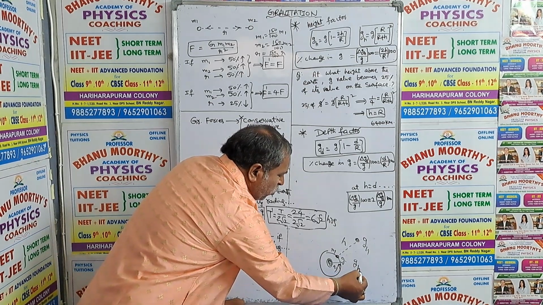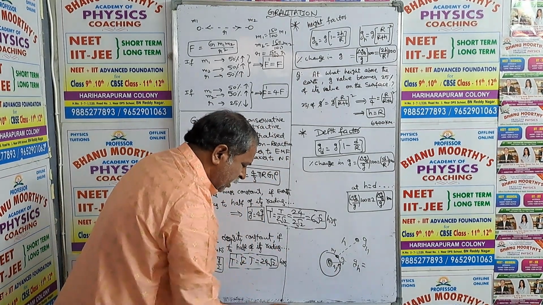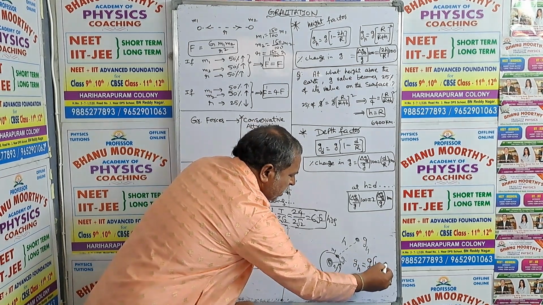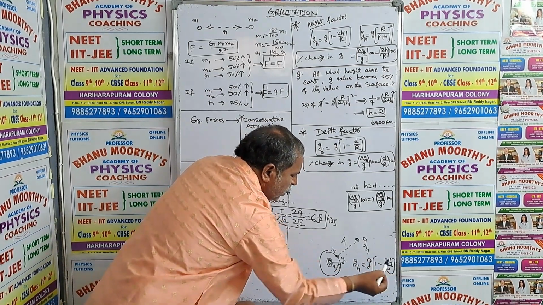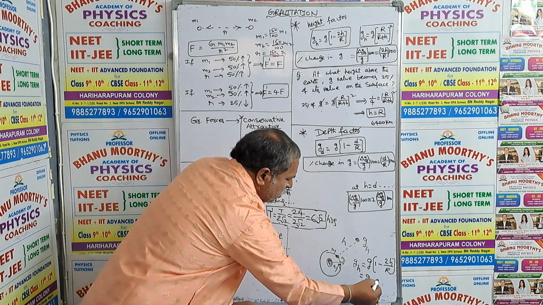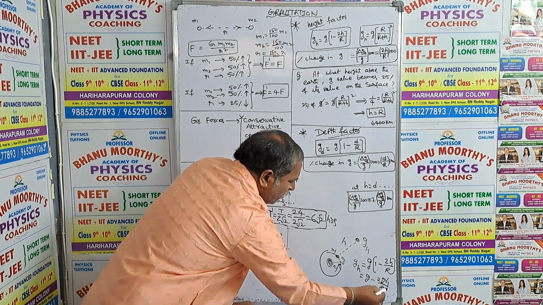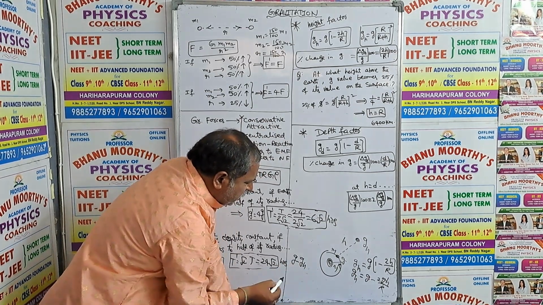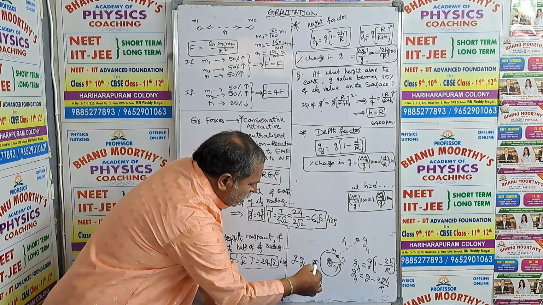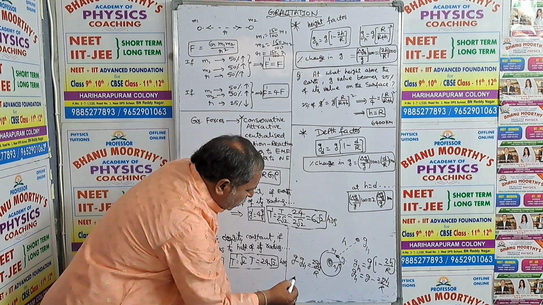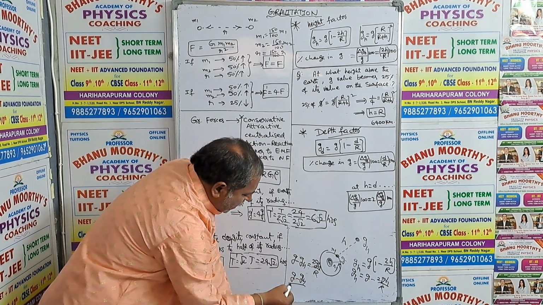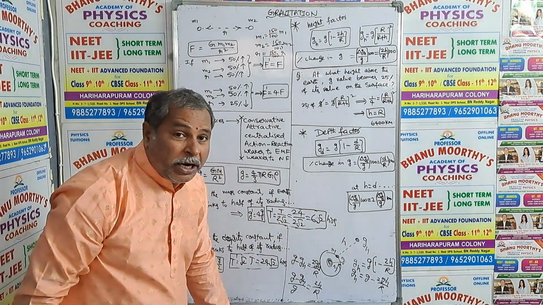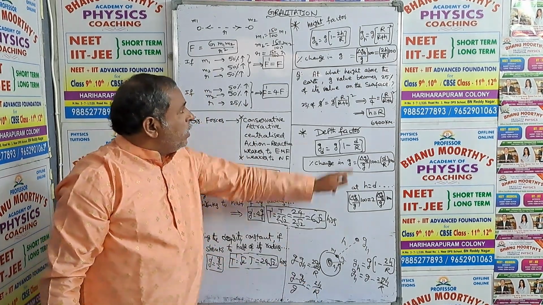So g_h equals g into (1 minus 2h by R), you know. So g minus 2gh by R. This is g_h. So g minus g_h equals 2gh by R. So (g minus g_h) by g equals 2h by R. Percentage means into 100, so that's why 100 times 2h by R.